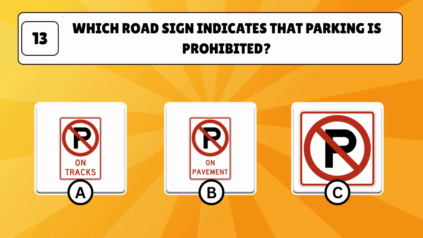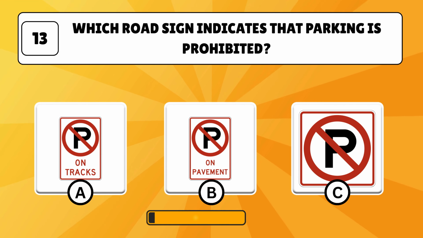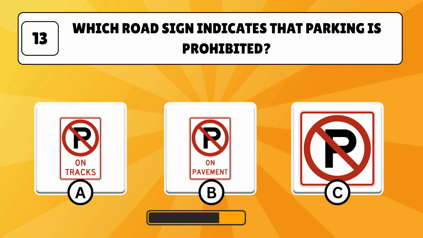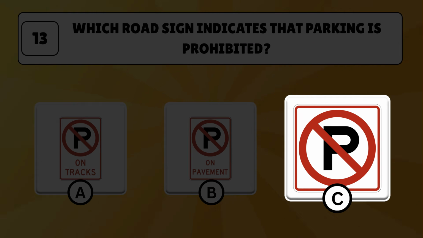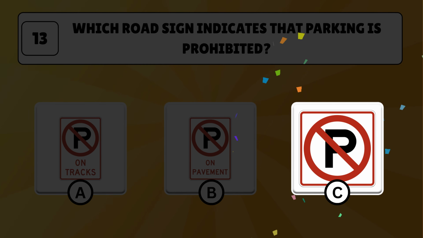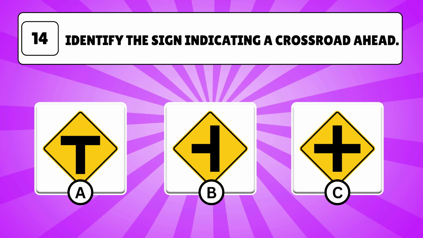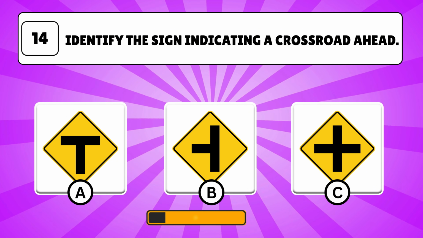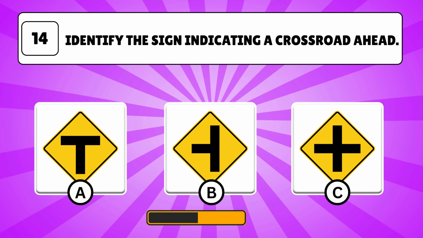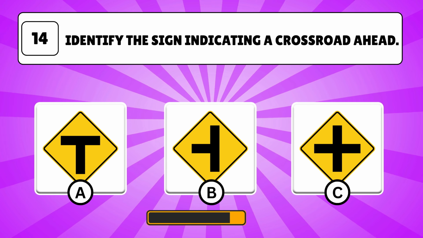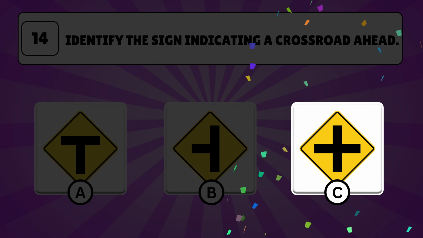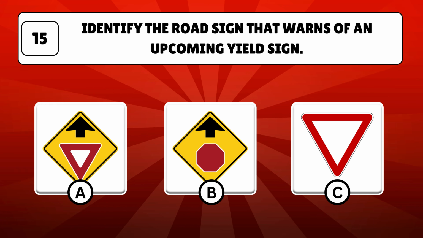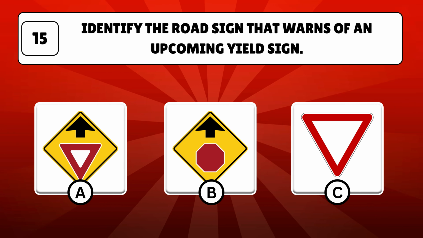Which road sign indicates that parking is prohibited? Identify the sign indicating a crossroad ahead. Identify the road sign that warns of an upcoming yield sign.